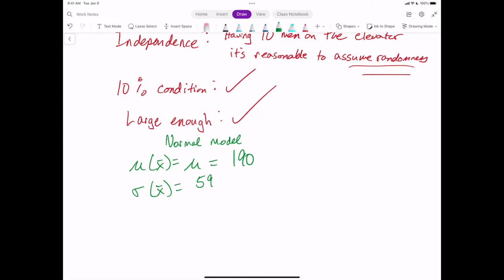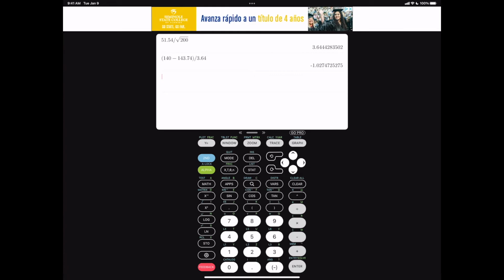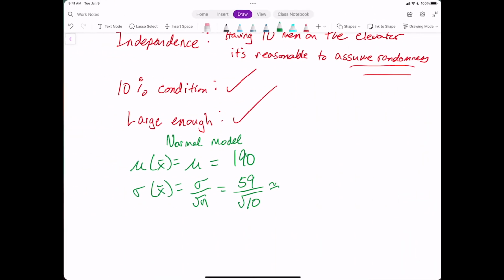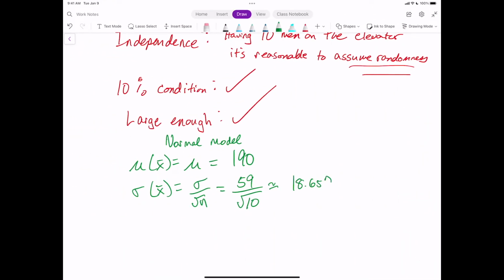But we divide it by, well, let's write the formula. Let's be consistent. It's the population standard deviation divided by the square root of n. So it's going to be 59 pounds divided by the square root of 10, we have 10 men in that sample. So let's do 59 divided by radical 10. That gives us 18.657. Okay, so we have a normal model with that mean and that standard deviation.